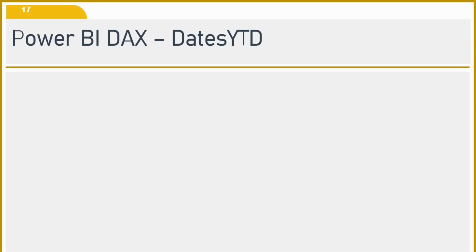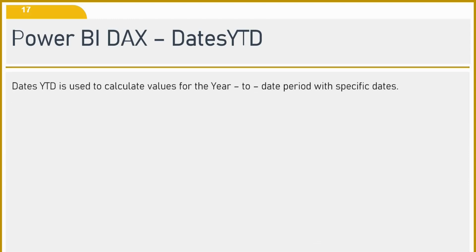So DATESMTD is basically a year till date DAX function, which is used to calculate values for the year to date with specific dates. Basically, as you all know, YTD stands for year till date. What it does is it goes into your calendar table, and from that calendar table it picks up the start date of the year, that will be like 1st of January, and whatever is the end date in the data model that you have, it will pick up that date in that year and will return the value for you.